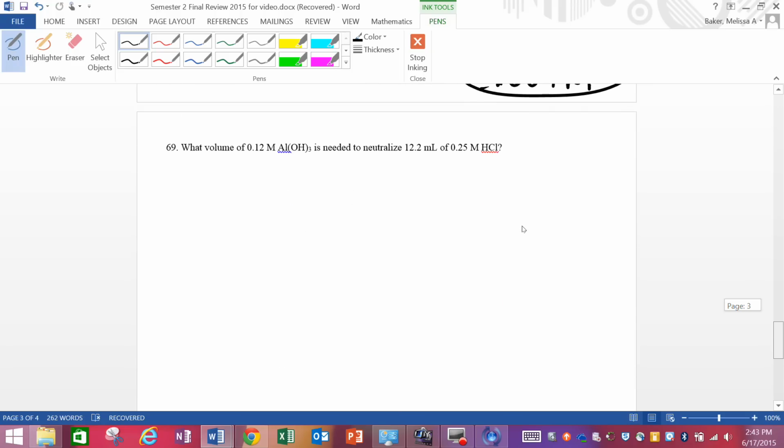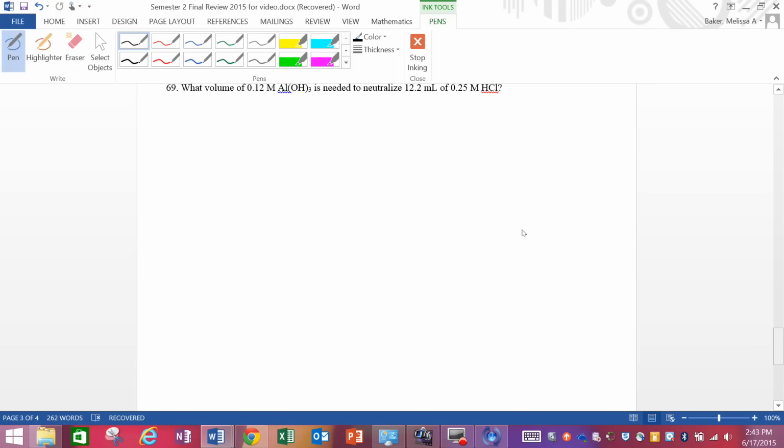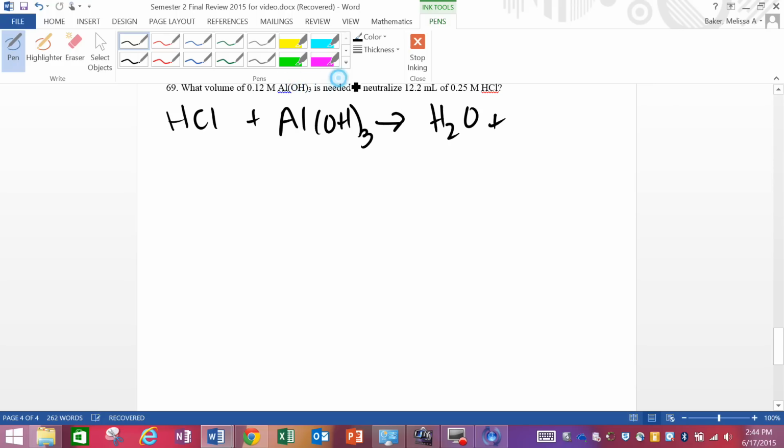Finally, our last one. It's got a slight twist, but otherwise it's pretty much the same. This time we're working with HCl, and we are neutralizing it with AlOH3. We're going to make water, of course, and we're going to make AlCl3. So to balance this, you need a couple of 3's. Write what you know underneath each.